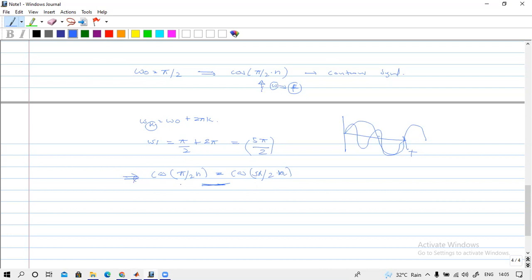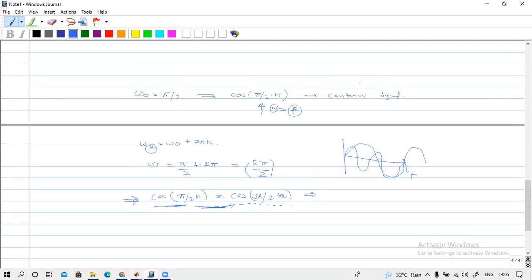So you can see that this discrete version signal does not look like this discrete signal. Definitely you will get different signals there. But we are given that this signal should be the same. So that is what I want to tell you.